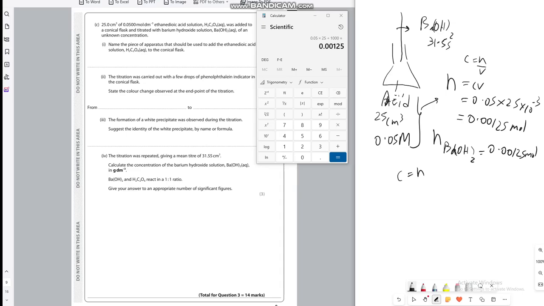If I apply the equation C equals n over V, the concentration will be 0.00125, and they have set the volume as 31.55, which has to be multiplied by 10 to the power minus 3, right? So I'm dividing the volume, which is in centimeter cube, by 1000 to convert into decimeter cube. So the answer I'm getting is in moles per decimeter cube. When I get the answer in moles per decimeter cube, I have to multiply it by the molar mass of barium hydroxide to get it in grams per decimeter cube. First we'll get this answer and see.